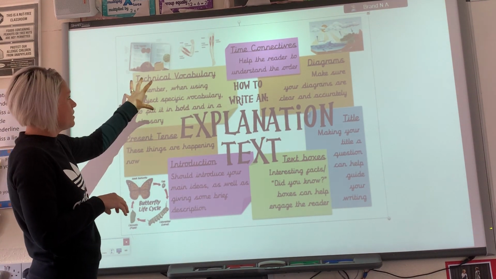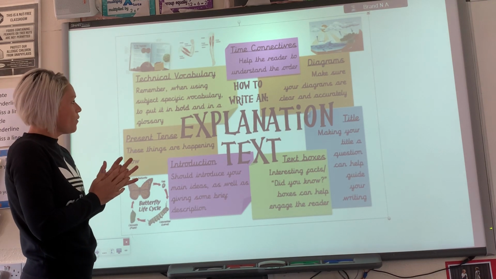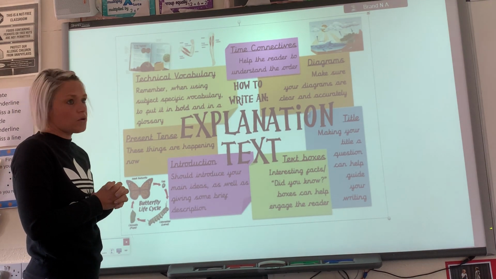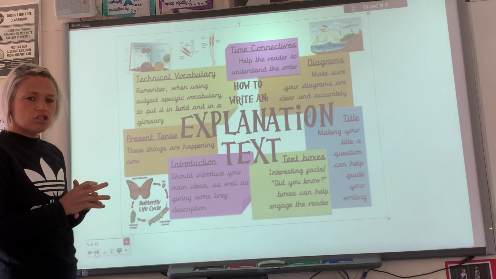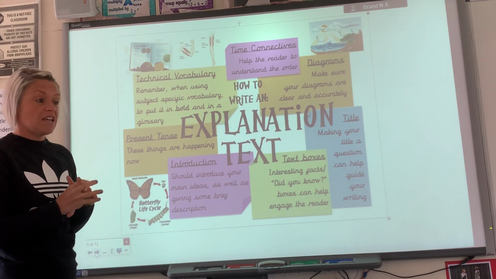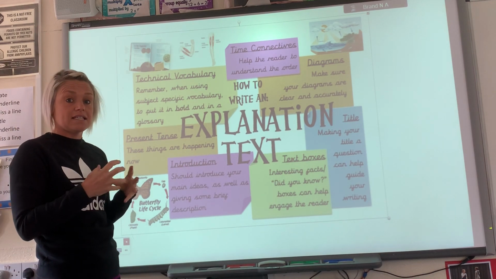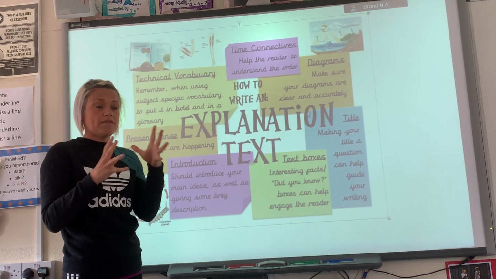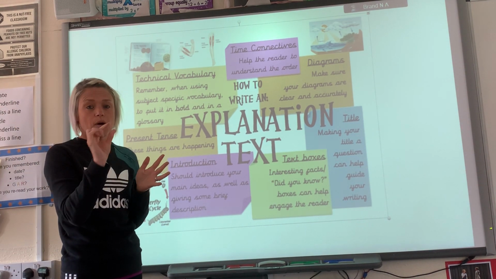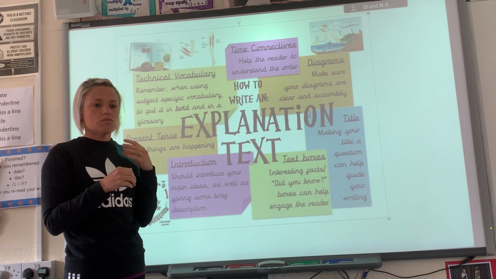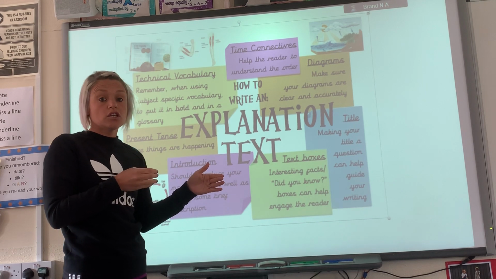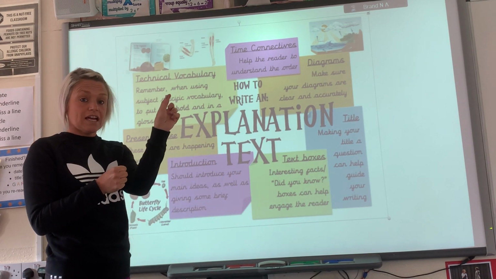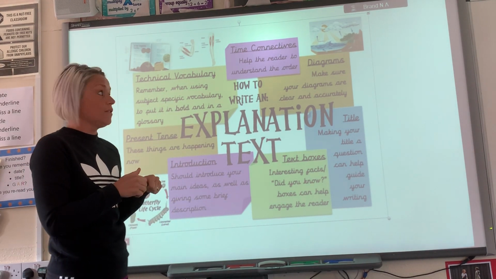So we'll start here with the technical vocabulary. So remember when using subject-specific vocabulary to put it in bold and in a glossary. Now some of you in your reading books in school, even if it might have been a few years ago, will have seen examples of this, or sometimes if we've had different textbooks, if words are in bold, it's words that we're assuming that the reader might not know what they mean. So you could include a glossary, which means you'll give a definition of that word as well.